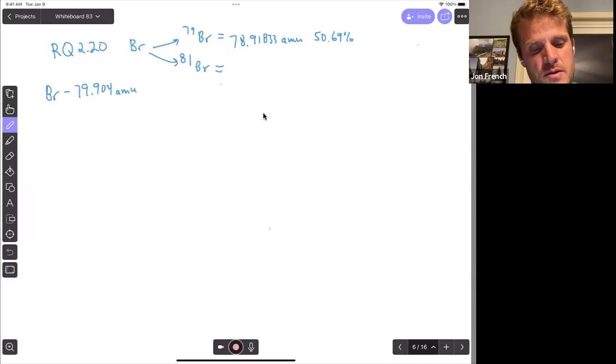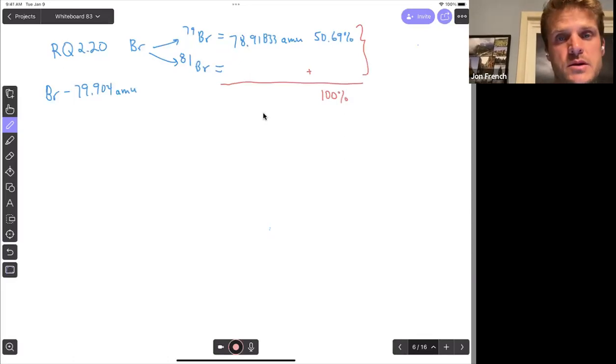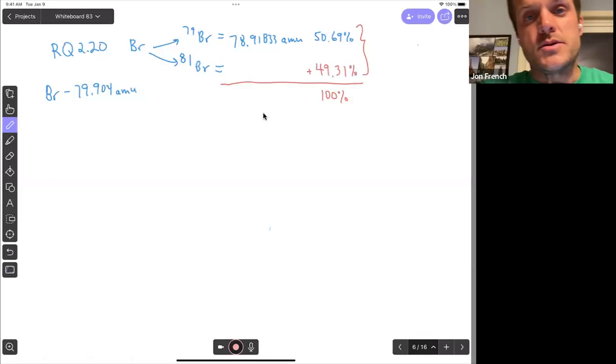This is a little bit different than how we approached the problem in class, because we're given different information. The one thing I would say is we know that the abundance of both of those isotopes needs to equal 100%, because there's just two isotopes of bromine. So if I know one is 50.69%, the other one's got to be 49.31%.